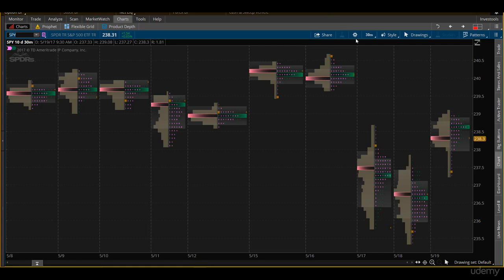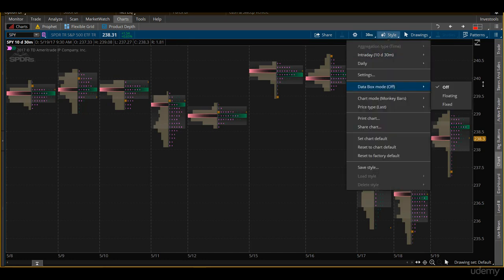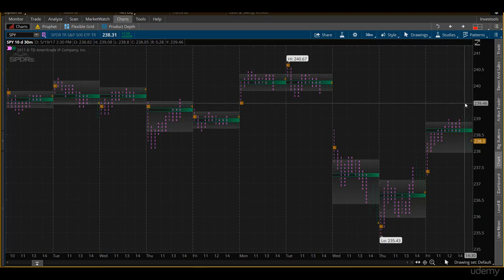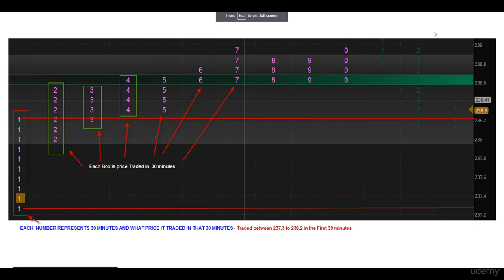So here we have a monkey bar chart and I'm going to expand it. So this by itself does not mean much. I'm going to show you what it is and then we can go from there. If you see in the monkey bar, you have a series of numbers. It is 1, 2, 3, 4, 5, 6, 7, 8, 9, and so on and so forth. So basically all it says is each vertical line represents about 30 minutes of trading.